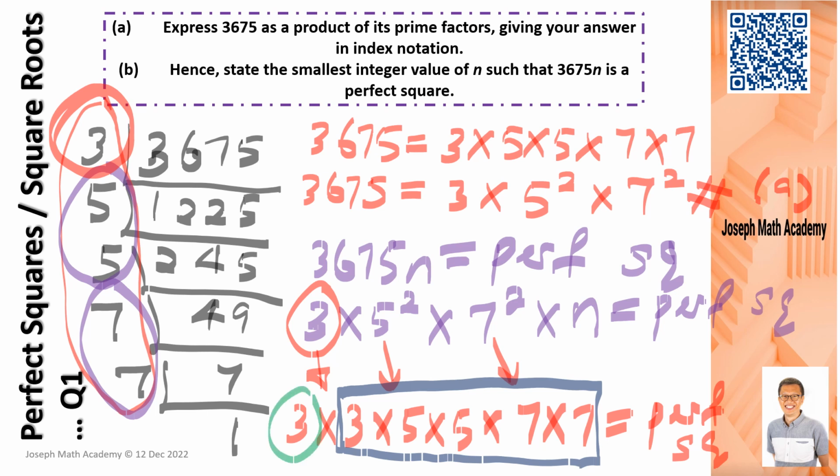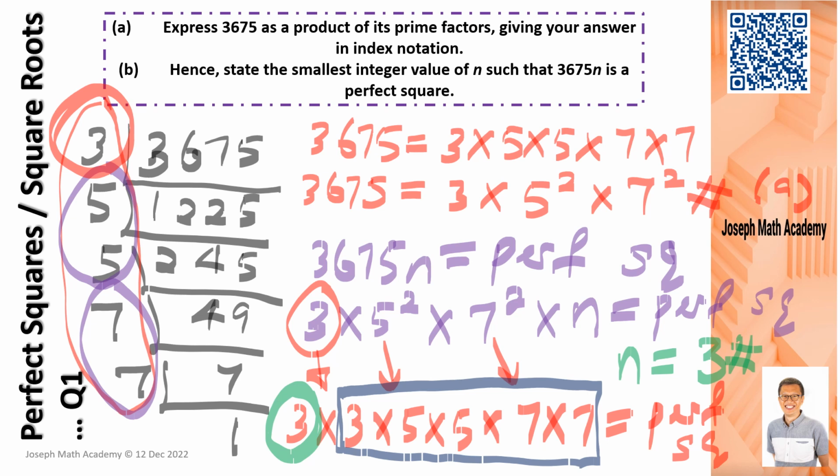We have introduced another prime factor, which is a 3, and 3 must be the value of n. So part B is completed. So n is equal to 3. So when n equals 3 is being multiplied to 3675, it makes the new number 3675 a perfect square.